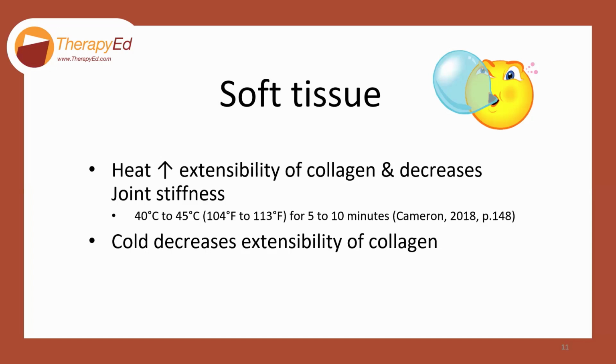So, as we know, heat increases the extensibility of collagen and decreases joint stiffness. So, those are things we know. And cold decreases the extensibility of collagen. So, I always like to think of our muscles and tissues as chewing gum. They stretch a lot better when they're warm, and they don't when they're cold.